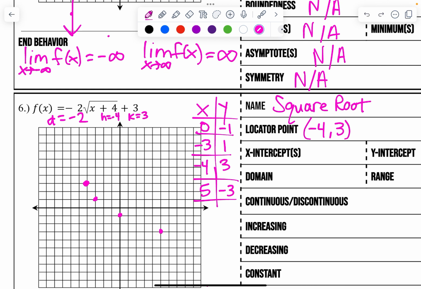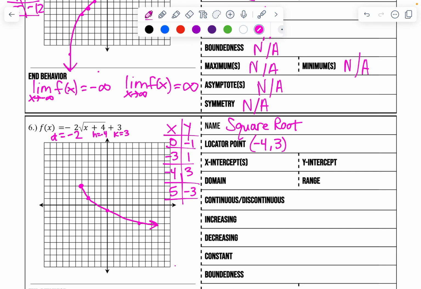That was a little rough. I'll try one more time here. Alright, so there's your negatively oriented, stretched downward square root graph.